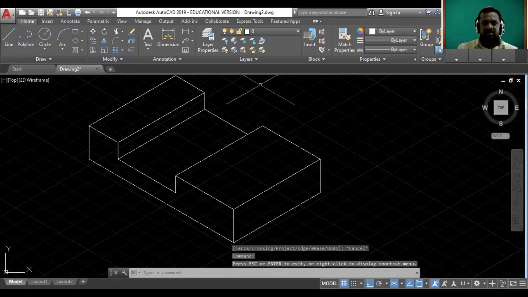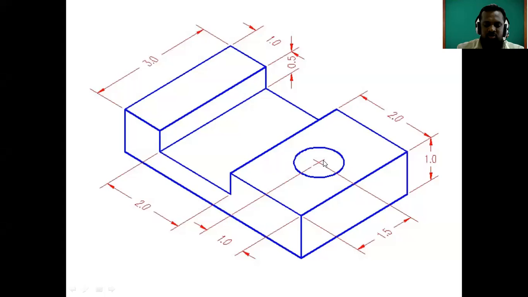Now see which part is remaining. See the given figure. Only the circle is remaining. How to draw the circle? First, find out its center point. From this point, we have to take a 1.5 distance and draw one line. Again, from this point, take a 1 mm distance and draw the line here. Automatically both lines will match at a point. This point will be the center.